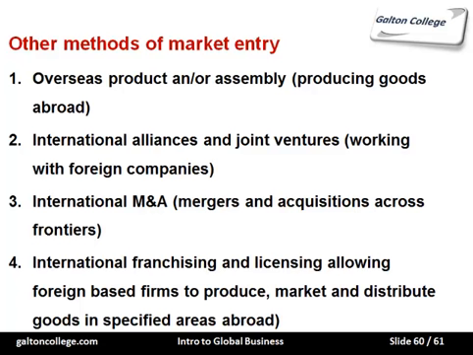International franchising and licensing allows foreign-based firms to produce, market and distribute goods in specified areas abroad. So sometimes international franchising and licensing allow foreign firms to produce the goods and market and distribute the goods abroad. So there are many companies that rely on the franchising model. McDonald's, for example. Many high street stores have presence in other countries through franchising arrangements.